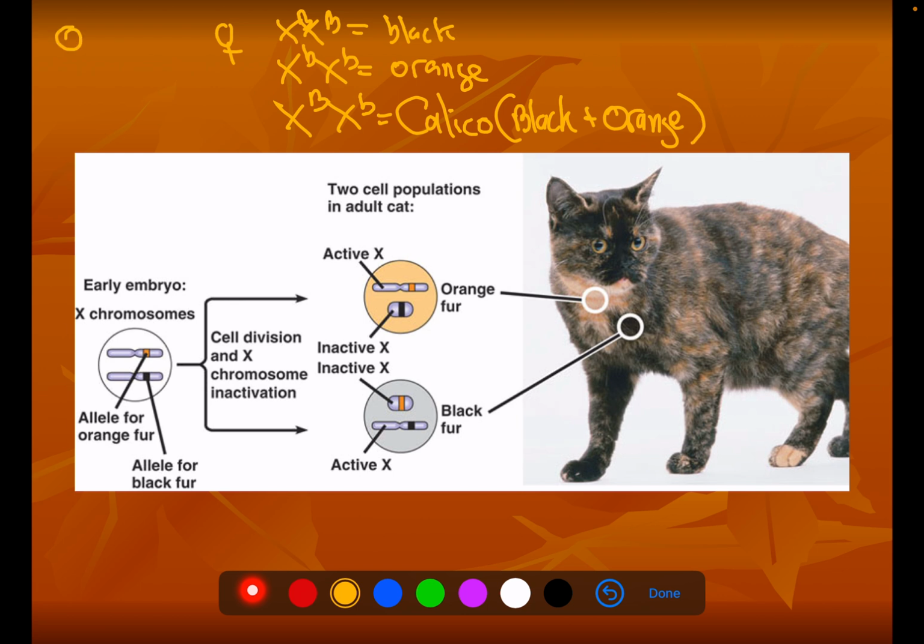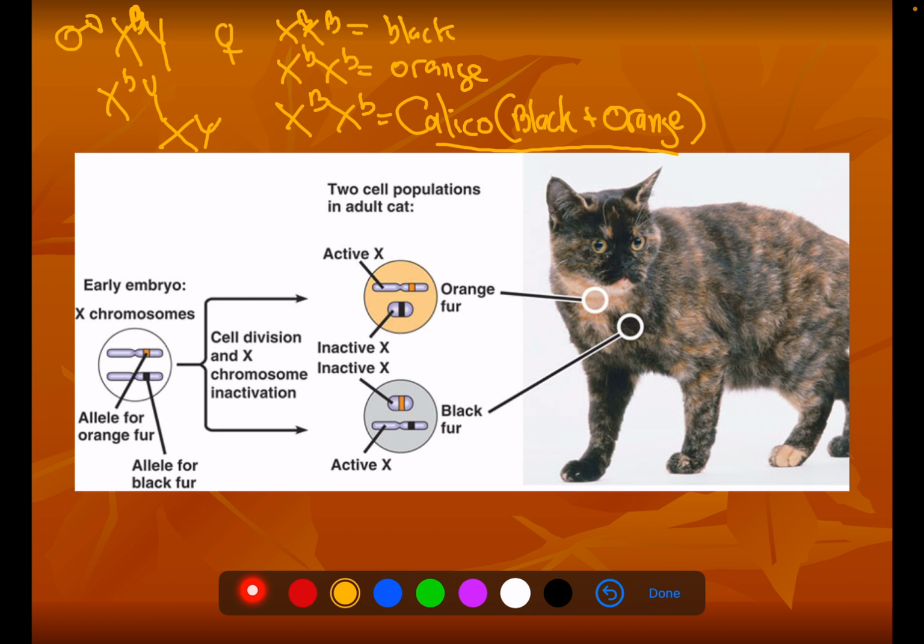In the case of males, they're XY, so they can be either black or they can be orange, but they cannot be calico, right? It's impossible because they don't carry two X's. They only carry one. The other one is a Y chromosome. So they cannot be calicos. Or can they? All right, there's a twist to this.